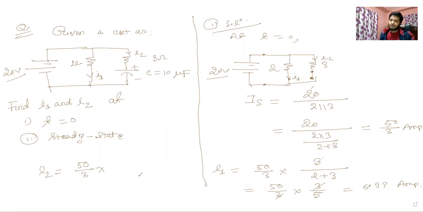So 2 divided by 2 plus 3, right? Yes, sir. And you can find out the value, right? It is 20 by 3.